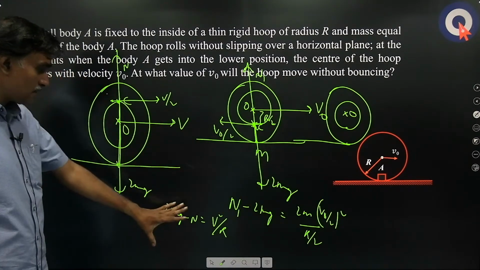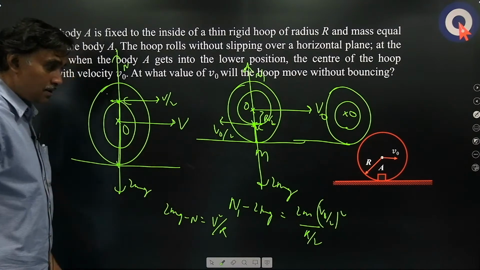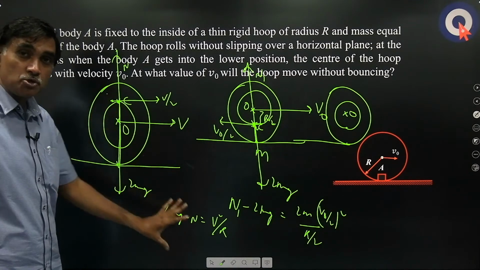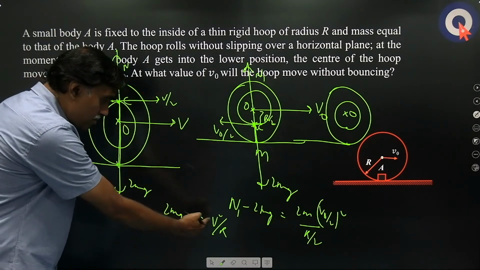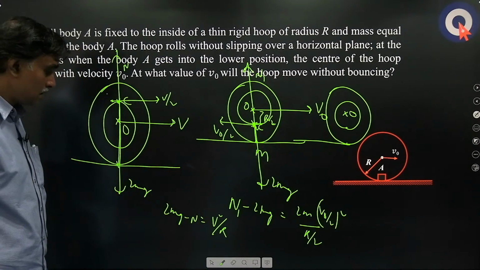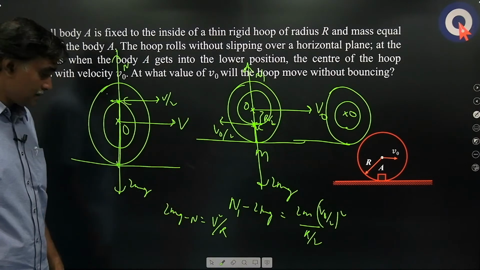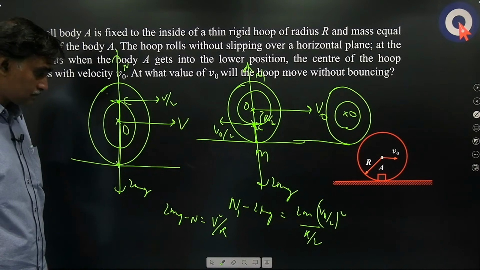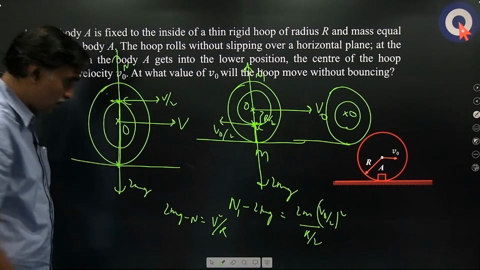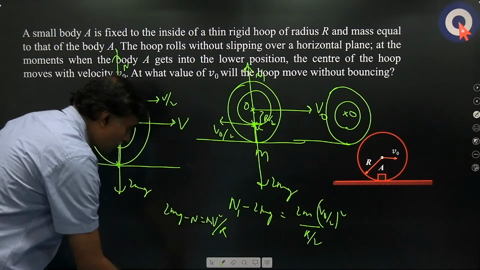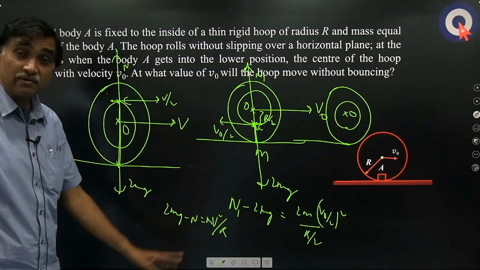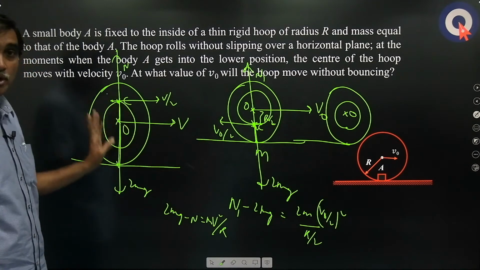So this is one equation. If it just moves without bouncing, it means at the topmost point we will assume the normal force is 0. So put N equal to 0, and you will get the V value. So V squared equals 2mgR, and m also will be there. Then m cancels. So V squared is 2gR. So the velocity at this point is root 2gR.